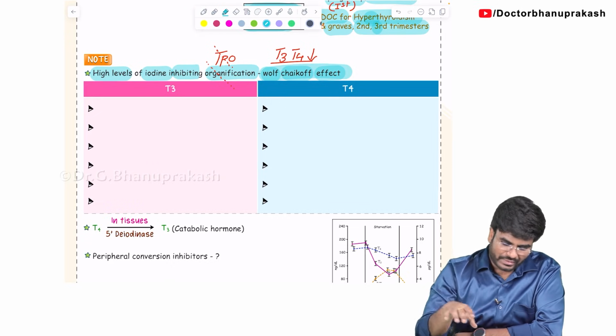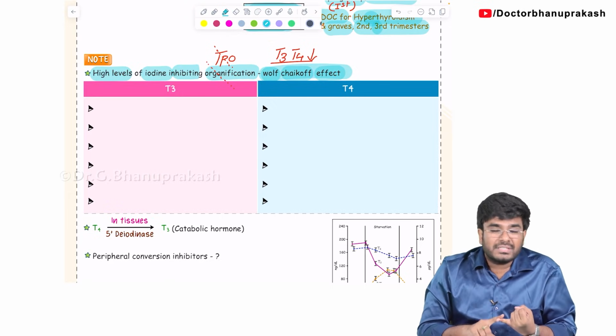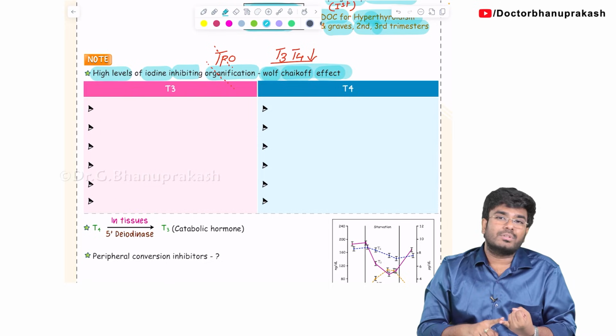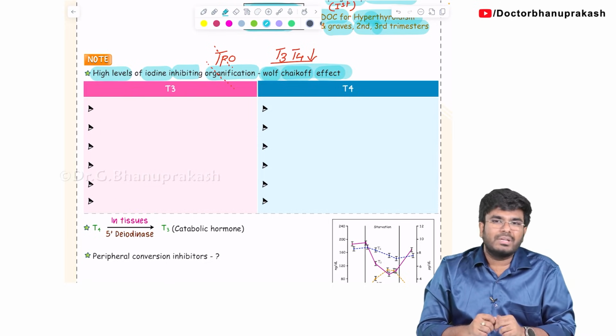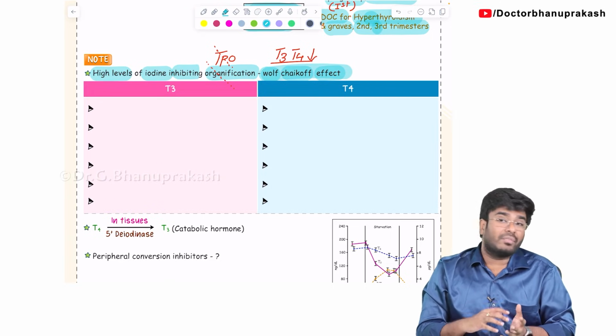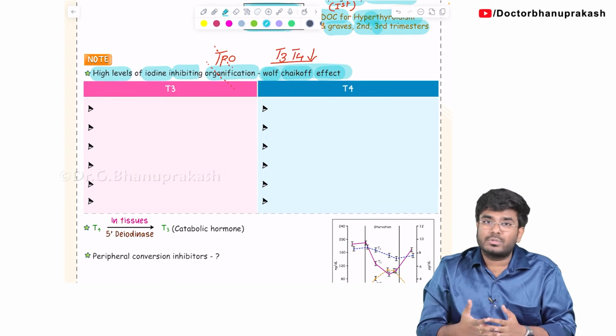Okay. So with this, what have we successfully completed? We have completed the topic of the basics of thyroid hormone and how thyroid hormones are produced. Hope the video is helpful. In the next video, we'll be discussing the differences between T3 and T4. We'll discuss the peripheral conversion. We'll discuss thyroid storm and the actions of the thyroid hormones.